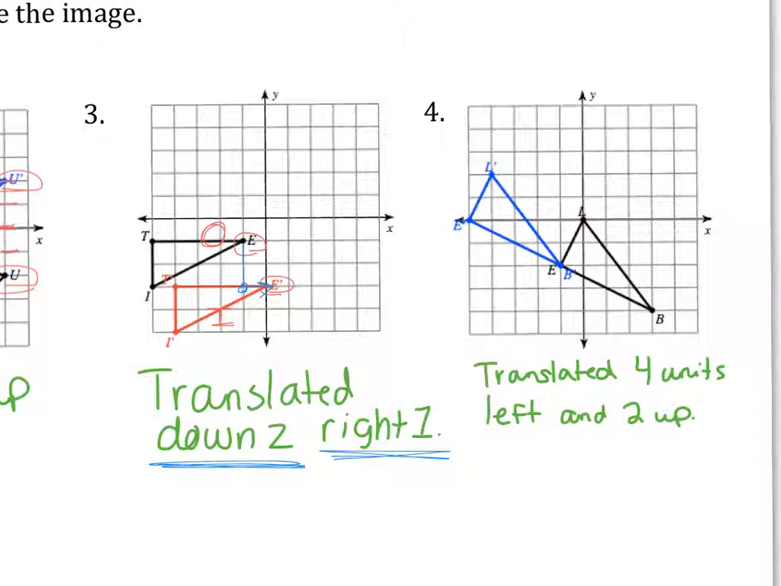And the last one, we have blue is the image, black is the original. So make sure you start at the original. So let's say we start at L, and we're going to figure out how we translated it to the new image, which is L prime. So let's see, the first thing I see is translated to the left. So count how many blocks, 1, 2, 3, 4. So 4 units left, and then from there we went 1, 2, 2 units up. So translated 4 units left and 2 units up.